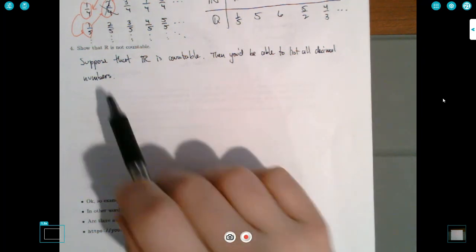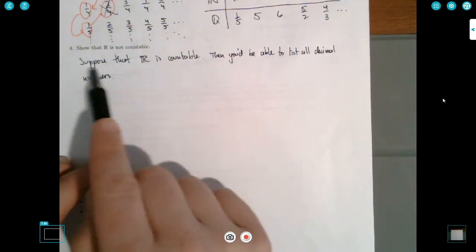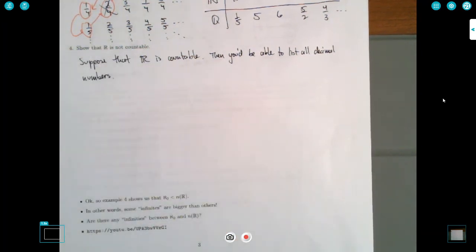Okay, now here's what we're going to do. We're going to show you that no matter what list of decimal numbers you give me, it's always incomplete, right? We're always going to be able to find a decimal number that's not on the list, right? And then that's going to show a contradiction, right? So if we assume that R is countable, then we should be able to come up with a list of all the decimal numbers. But then we're going to show that no matter what list of decimal numbers you give me, the list is incomplete. And therefore, this assumption must be wrong, right? It must not be the case that R is countable, and therefore R is not countable.